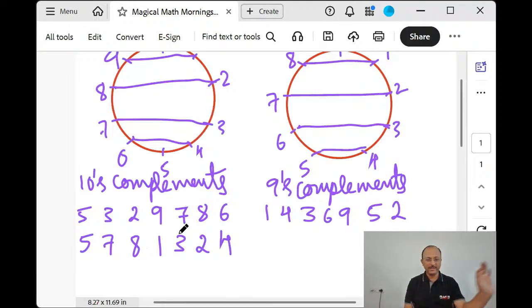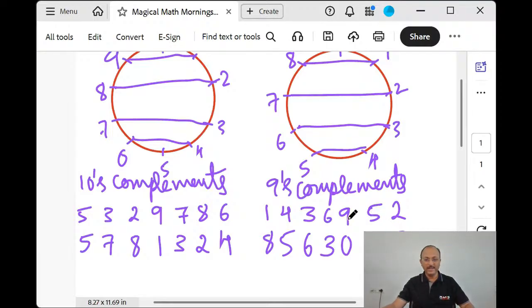You write the single digit numbers randomly and just write their tens complements. Same way you write some 5 to 10 numbers randomly and write their nines complements. Like here, what we do, nines complement of 1 is 8, 3 is 6, 6 is 3. Nines complement of 9 is 0, 5 is 4, 2 is 7. This is what we should be practicing every day.